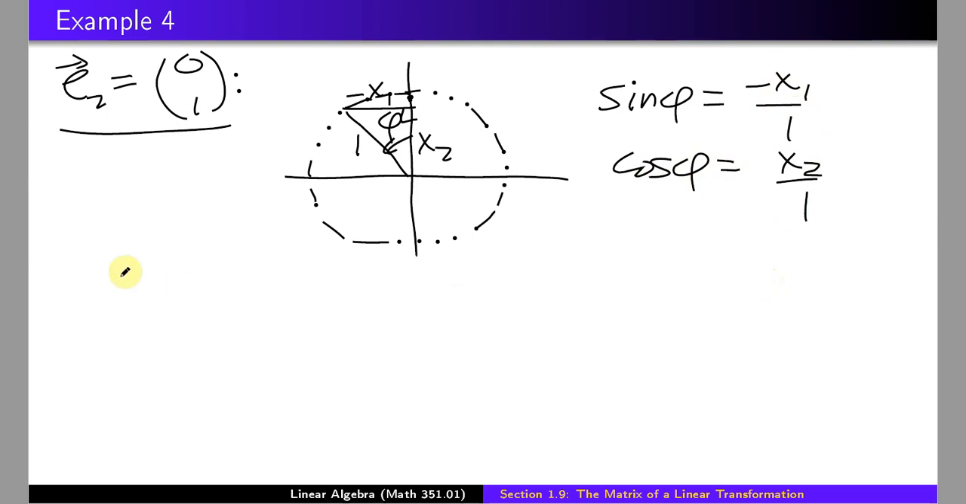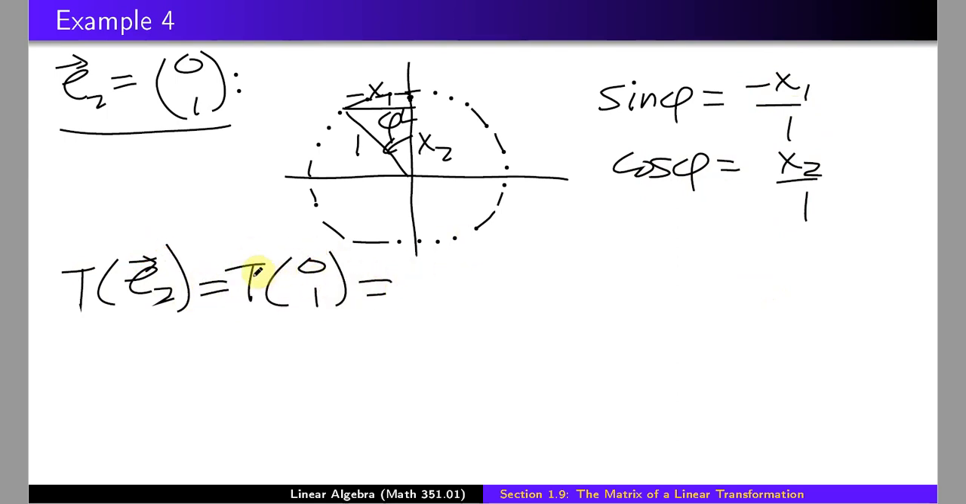So then from there, if we wanted to figure out what T of e2 is, well, that's just what T of 0, 1 is. And what does T do? T rotates counterclockwise by an angle phi. So we figured out what the result is. The result is we're going to end up at x1, x2, which is right here.